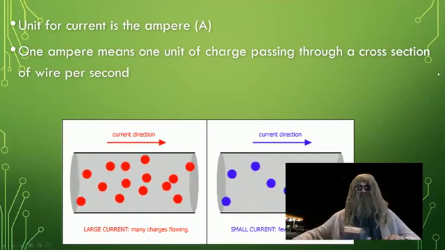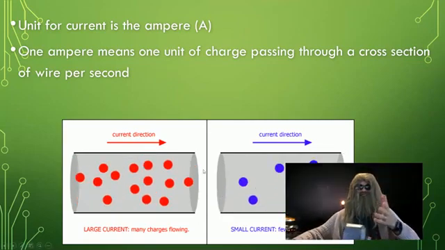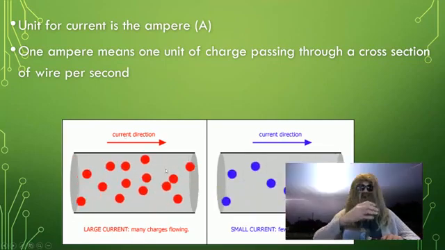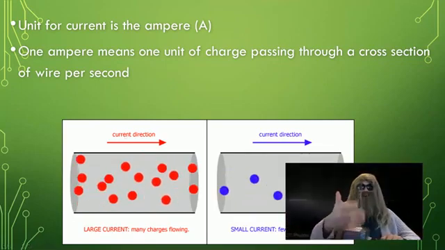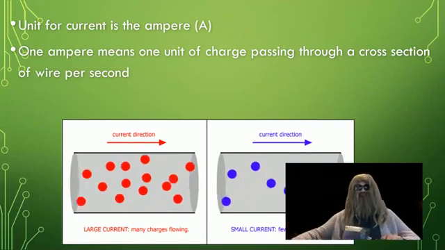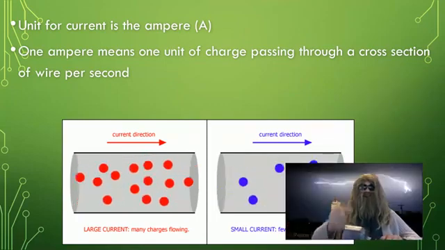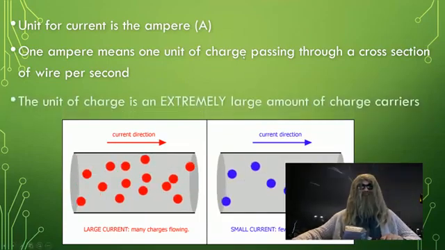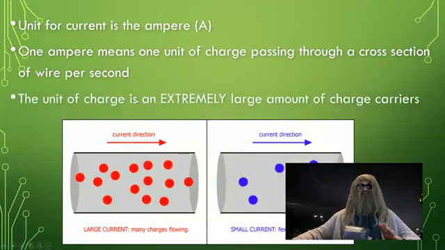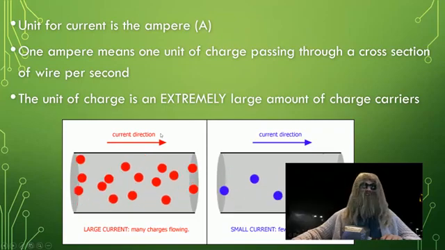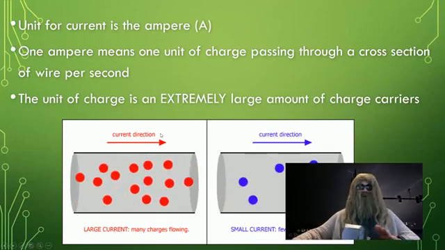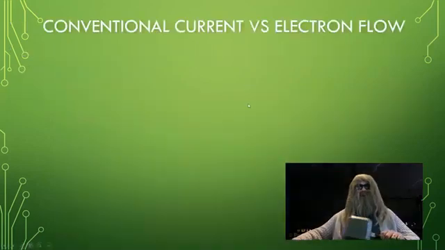So you're looking right now at a moving picture called a GIF, where you see these particles moving through the wire. Current is the movement of those particles, and it's going to happen over a certain period of time. So the unit of charge is an extremely large amount of charge carriers. Those charge carriers, not important right now to know.